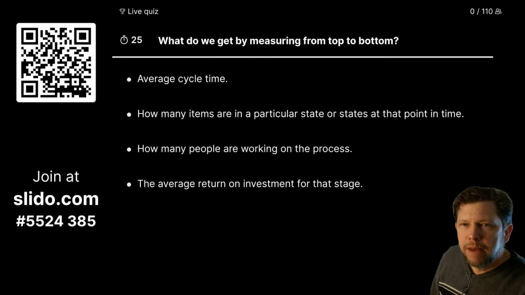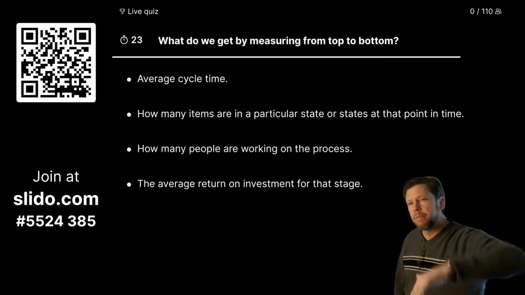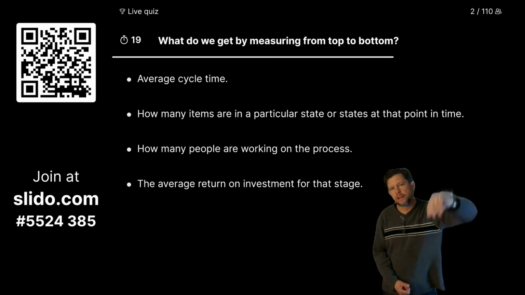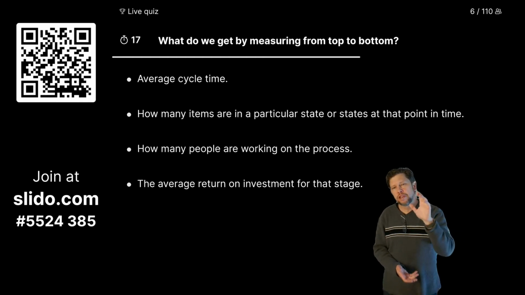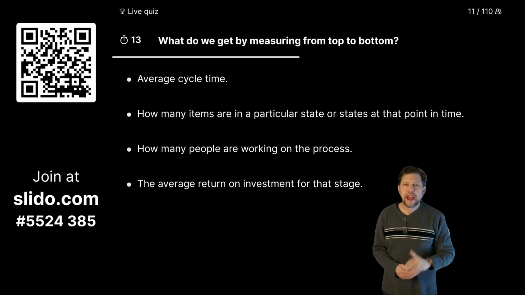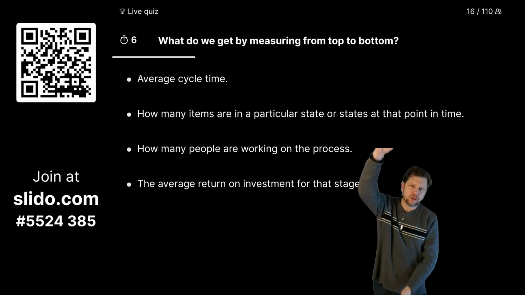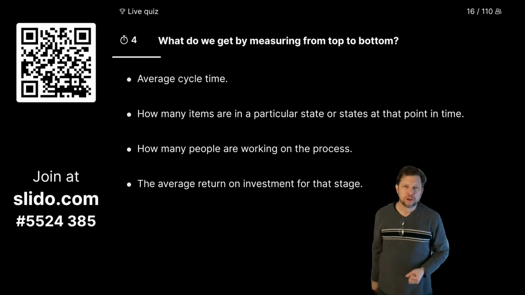What do we get by measuring from top to bottom? So if we're measuring top to bottom, what do we get? Do we get the average cycle time? Do we get how many items are in a particular state or states at that point in time? Do we get how many people are working on the process? Or do we get the average return on investment for that stage? So this is measuring up and down. What do we get for measuring up and down?